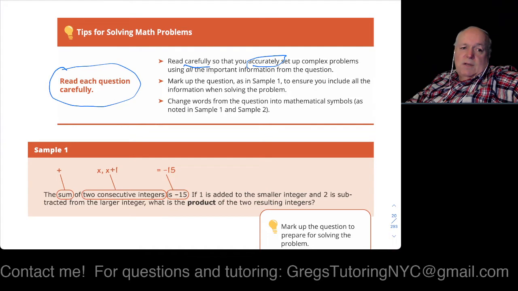Write out all your givens. Underline and circle things, just like I'm doing now. Rewrite your givens on the side. Visualize stuff. If you need to draw something, draw it. Try to avoid doing things in your head.